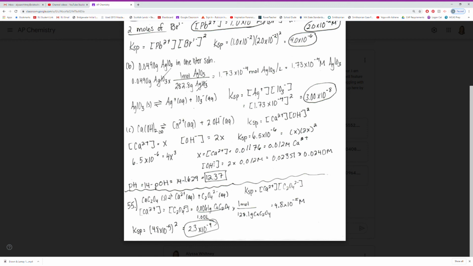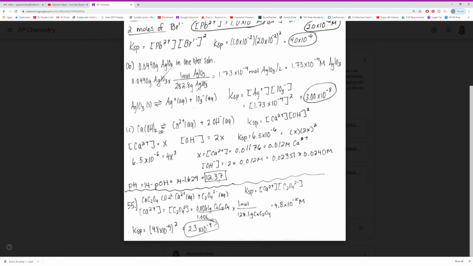But for OH-, we need to multiply that by 2 because of that coefficient out front. So it ends up being 0.0240 molar. To get pOH, I took the negative log of this and got 1.629, but the problem asked for pH, so I just took 14, subtracted 1.629 from that, and got 12.37.